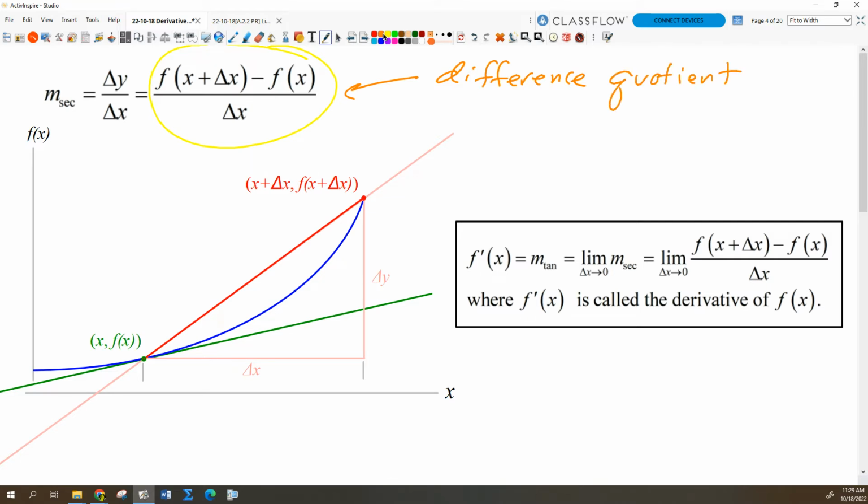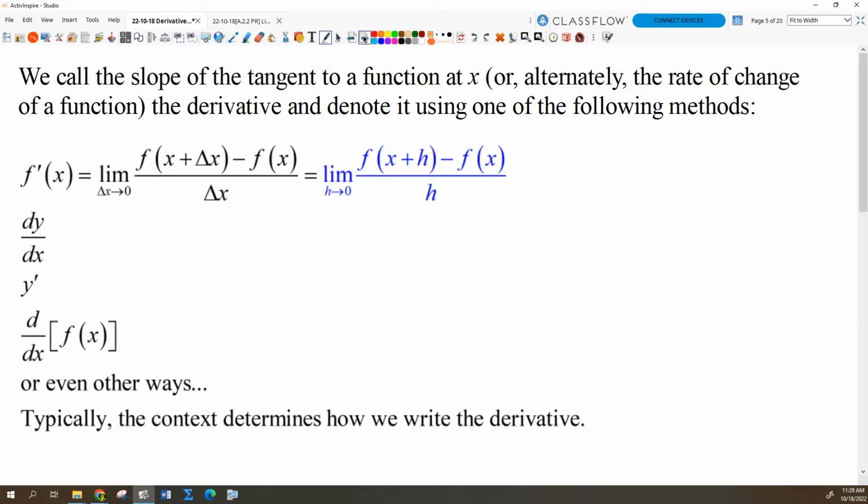Quotient means I'm just dividing two things, right? Difference quotient means I'm dividing the differences in the y values by the differences in the x values. So it's the difference quotient. That is the slope of a secant line, okay? So the derivative is just the limit of the difference quotient as delta x or h goes to 0, right?